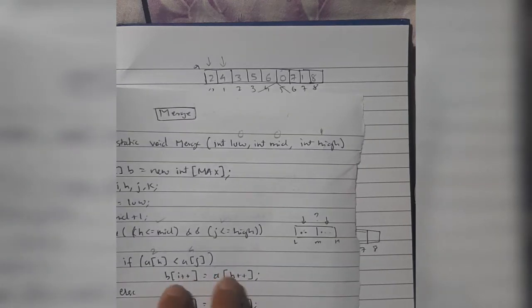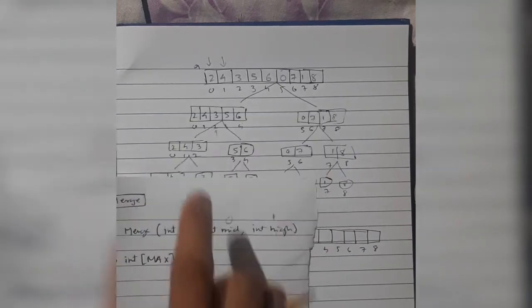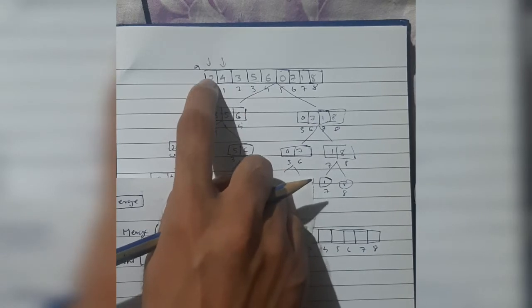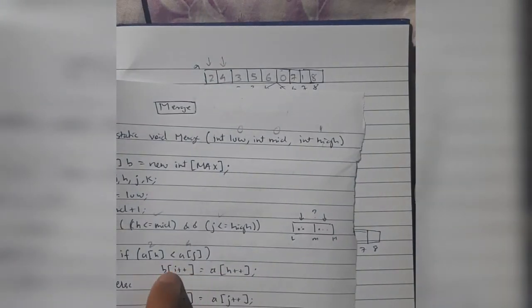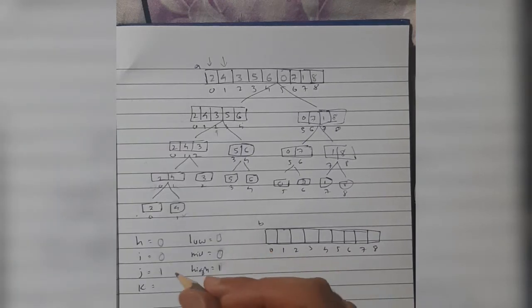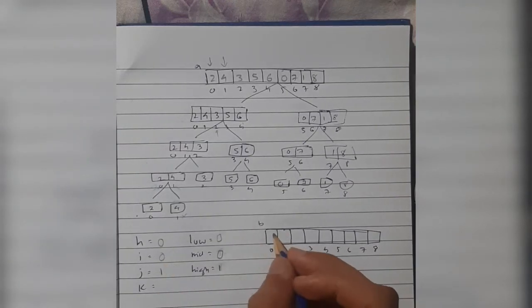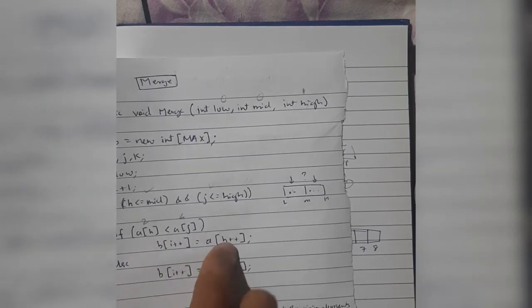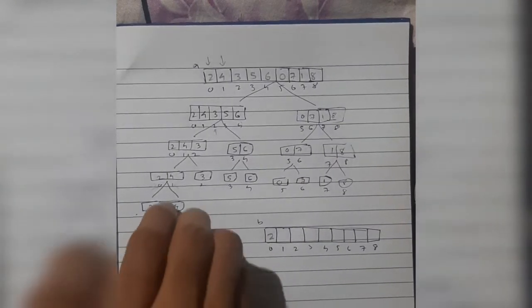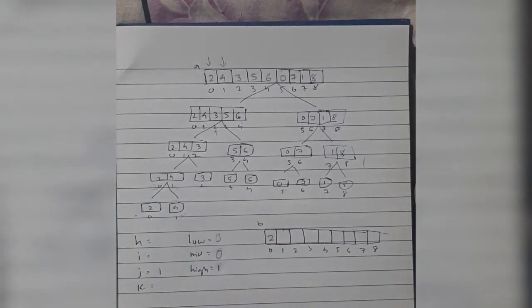Okay. So let's do this line of code. A of h. What is A of h? H is 0. A of h is 2. That should be sent to B of I. What is B of I? I is 0 initially. So B of I is 0. Here what should come? A of h value 2. 2 will come here. Then since it's plus plus, we'll be incrementing the value of I and h. So I and h will become 1.